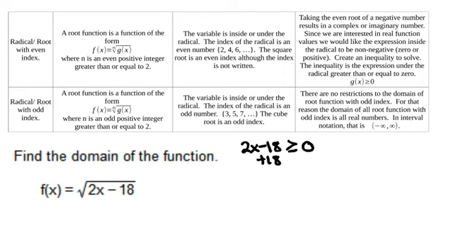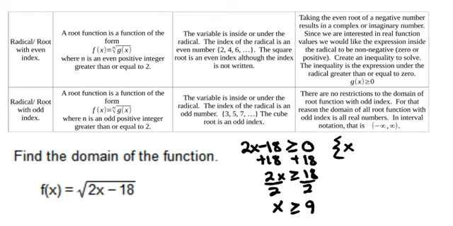So we're going to add 18 to both sides. That's 2x is greater than or equal to 18. Divide by 2 on both sides to get x is greater than or equal to 9, and this will give you the values for the domain. So you can write that domain in set builder notation. We say x such that x is greater than or equal to 9.